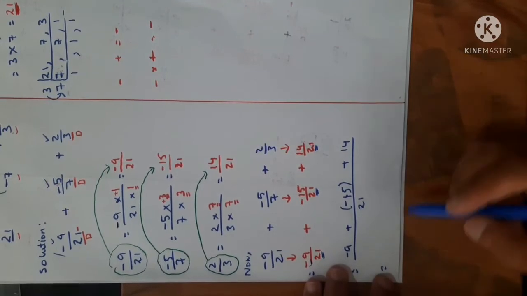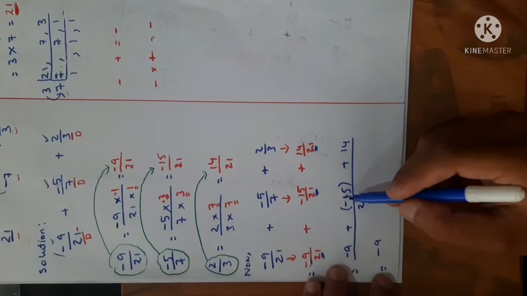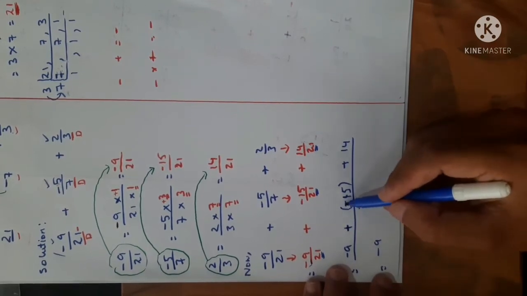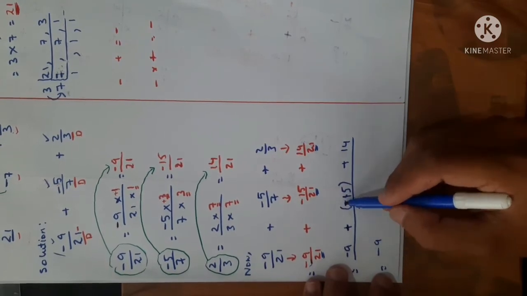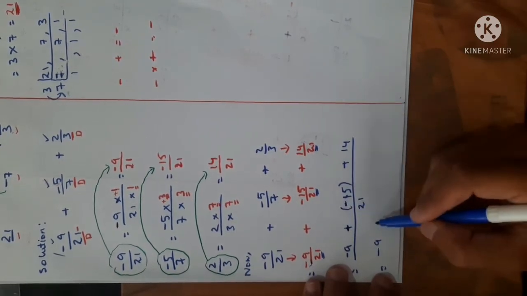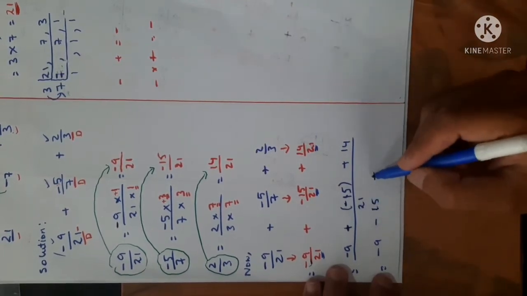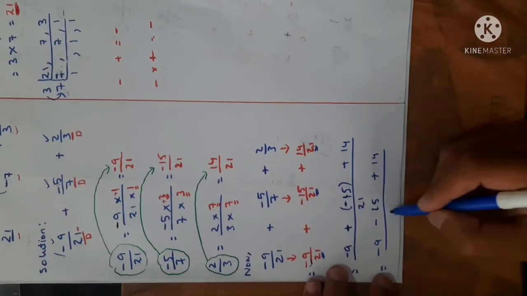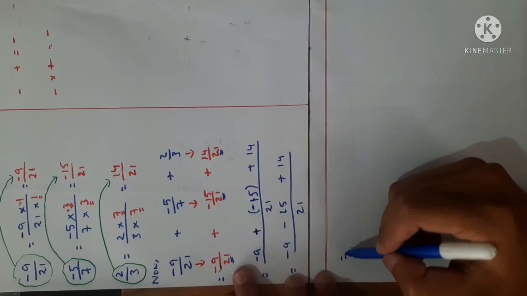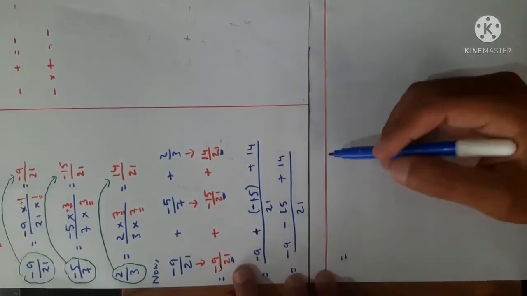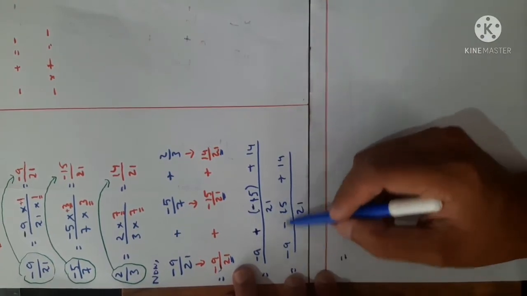Here, let me first take out the bracket of minus 15. This is a plus, this is a minus. So what do we have to do here? We have to multiply this plus sign and this minus sign. Plus multiplied by minus, we will get minus. So we have minus 15 plus 14, divided by 21. And this will be equal to... we always take the like terms first. We just add or subtract the like terms.